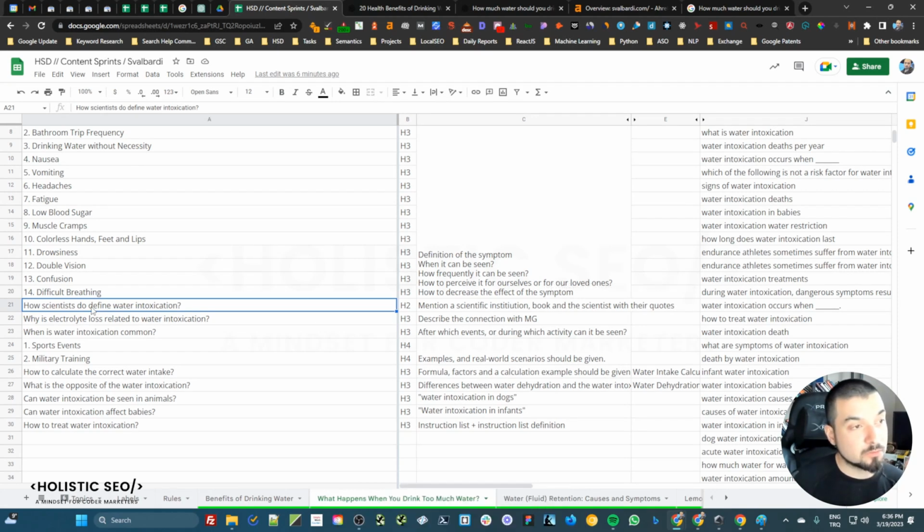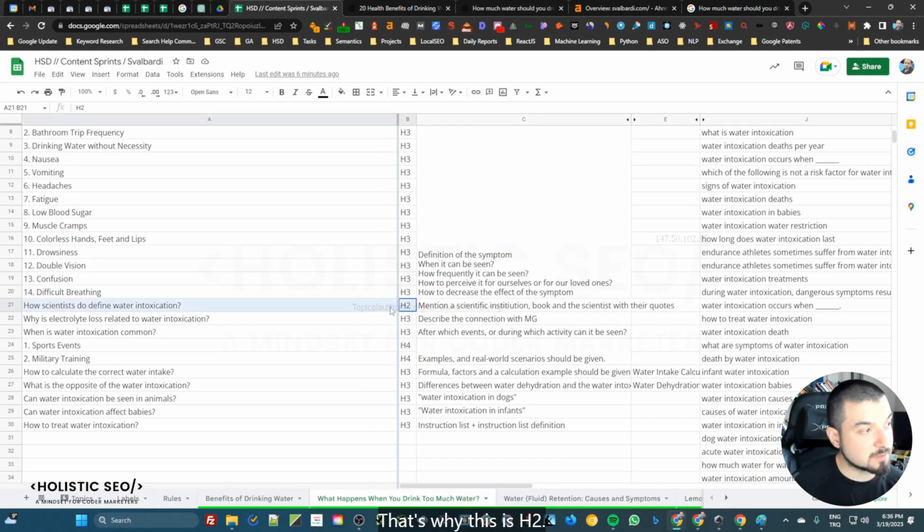And beyond managing the authors to give more expert level of content, we also want to create a kind of transition area. That's why this is H2.